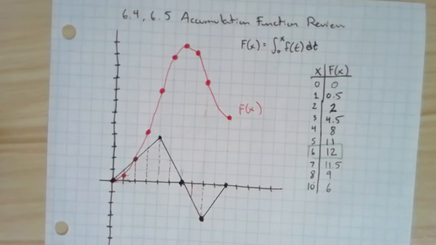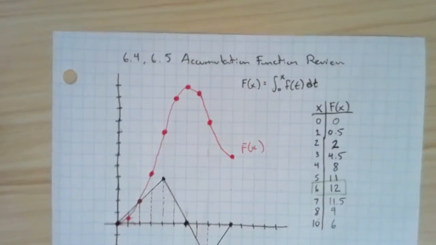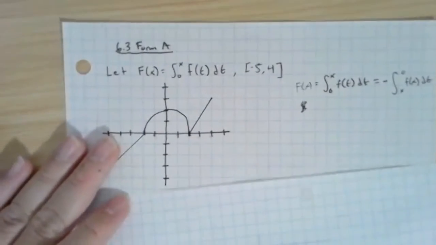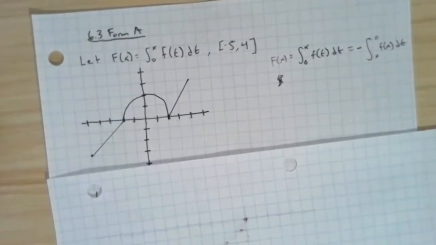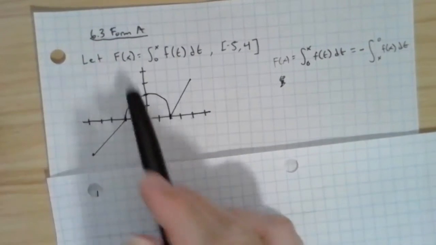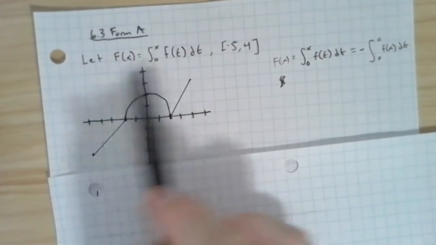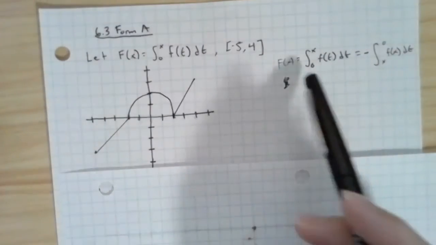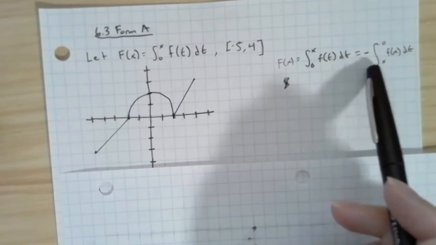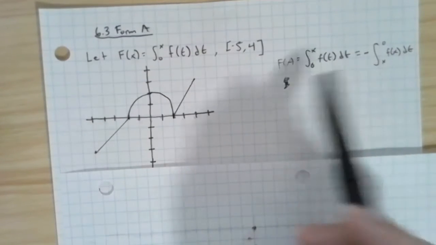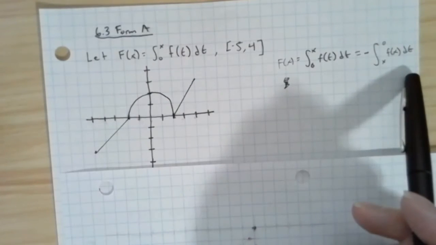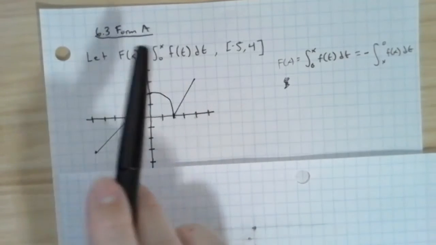So now we move forward to 6.3 Form A. Here's the graph that they gave us. Make sure you draw it in. And this property here was one given. I'll explain this property in a bit once we get to the appropriate question, but write in the property.